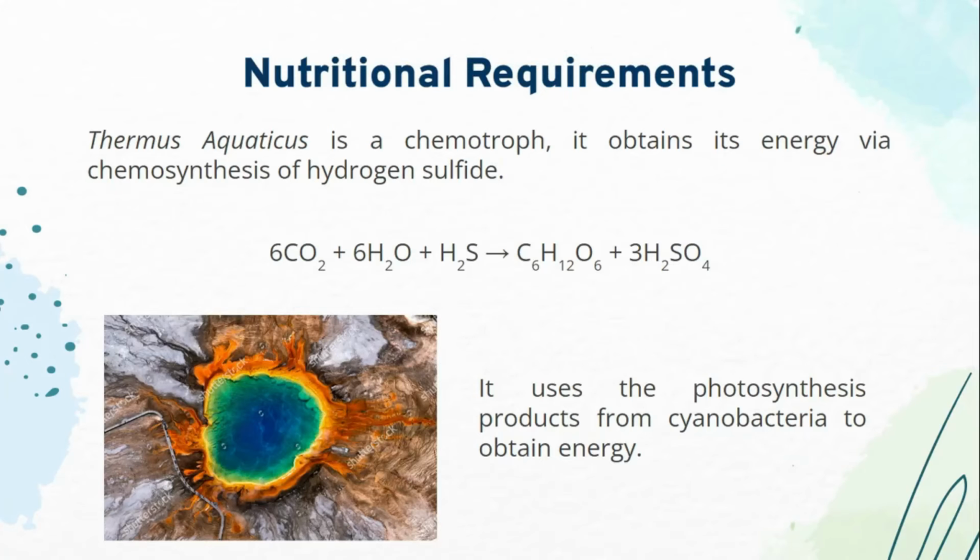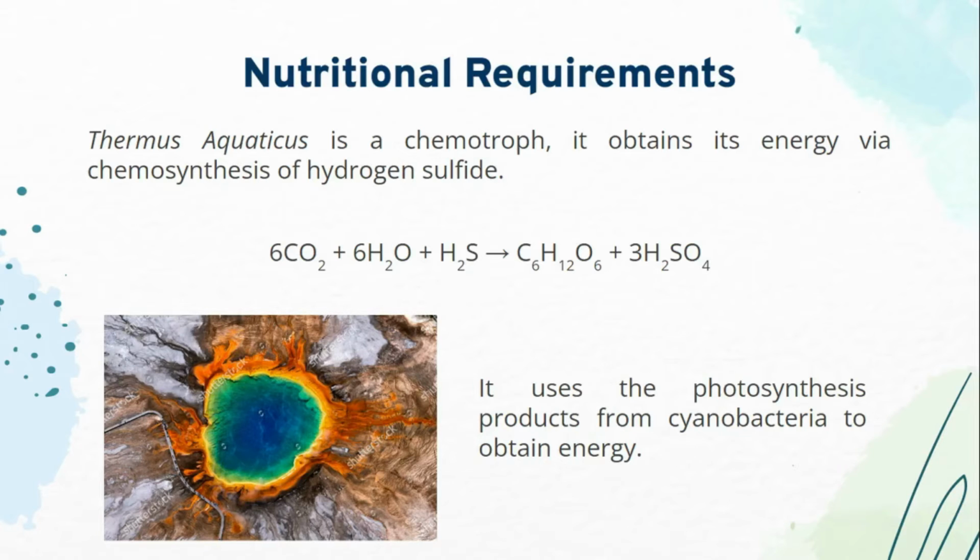This bacterium is a chemotroph, which means that it obtains its energy through chemosynthesis. In hot springs where Thermus aquaticus is commonly found, there is sulfur present in the water in the form of hydrogen sulfide, which can be oxidized to produce usable energy. This synthesis consists of the reaction of carbon dioxide, water, and hydrogen sulfide to produce carbohydrates such as sugar and sulfuric acid.